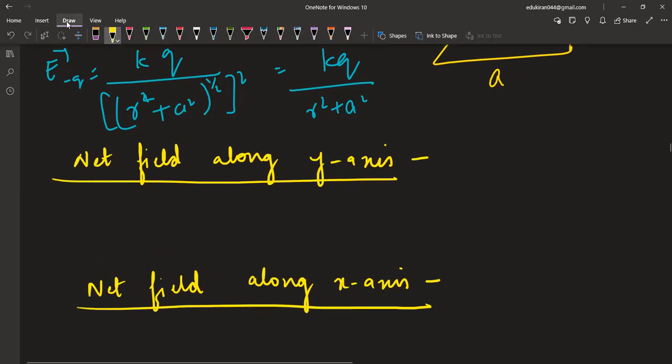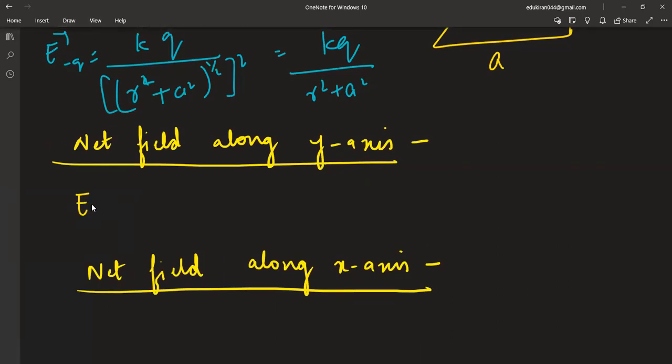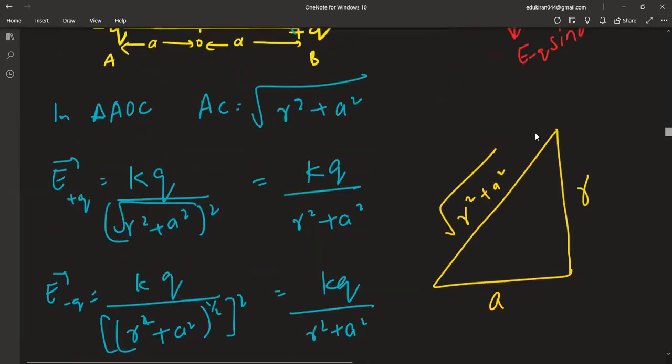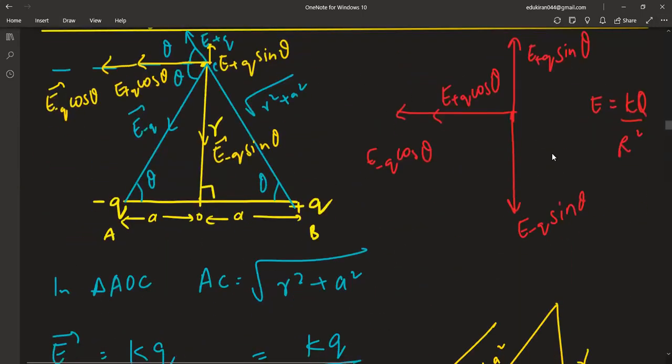So how would we get the net electric field? Net electric field along the y-axis is E plus q sin theta minus E minus q sin theta, which is equal to 0. Net electric field along the y-axis will be 0. Whatever electric field is upwards will be equal to the electric field downwards. This will be cancelled because they are in opposite direction with the same magnitude. If 5 Newton of force is acting upwards, and 5 Newton of force is acting downwards, both will cancel each other.